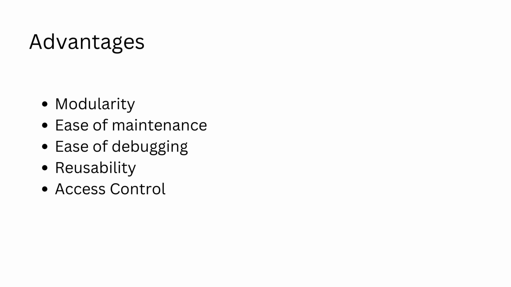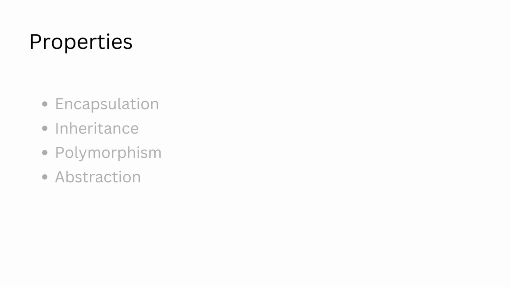Also, we can restrict the access to the attributes and methods of the class. There are some properties of classes that help in increasing the reusability of the code and enhancing security, in addition to modularity and maintainability. Let us look at them one by one.